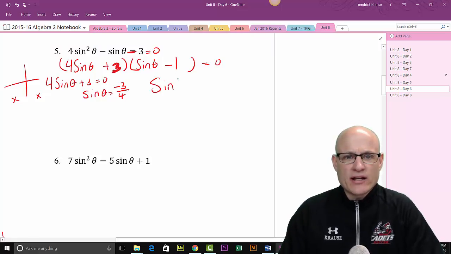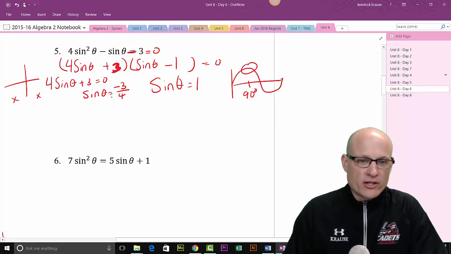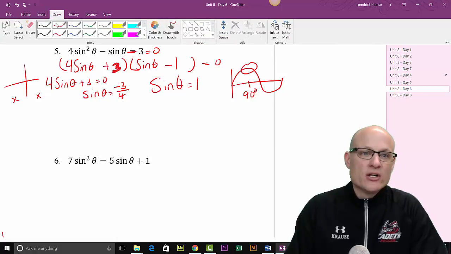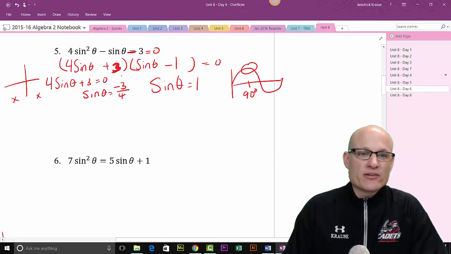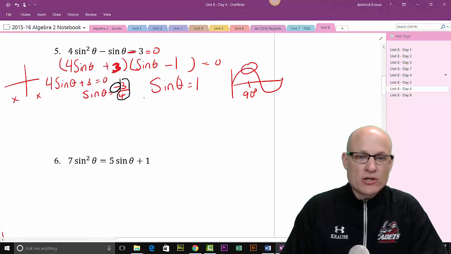And this one is just sine theta equals 1. And I know sine theta equals 1 at 90 degrees. So this one's just going to give me 90 degrees. This one's a little bit trickier. Now, remember what I said yesterday. We're not putting in this negative. We're just going to put in the 3/4 because that will give us the reference angle.